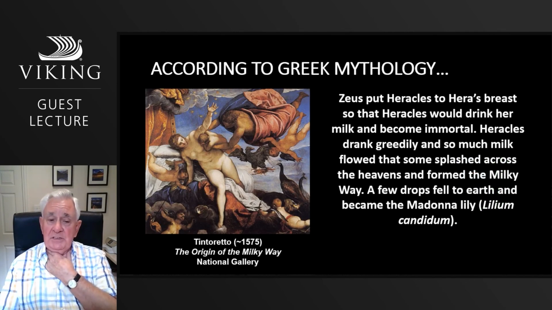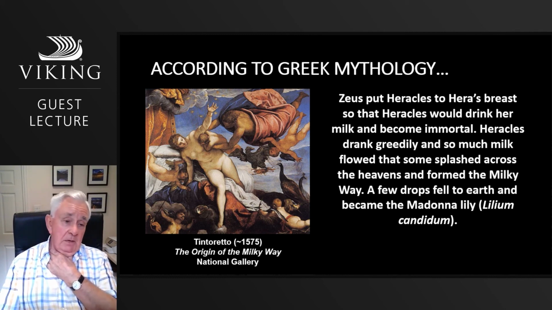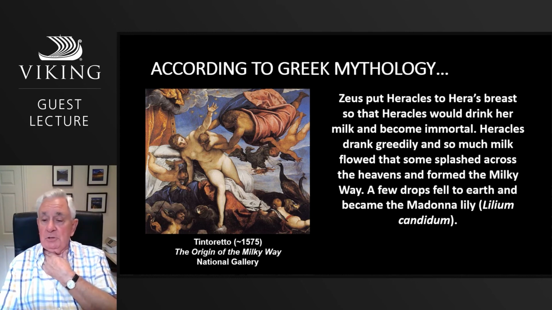But in Greek mythology, it has a different meaning. In the case of Greek mythology, Zeus put Heracles, his illegitimate son, to the breast of his wife. His wife had never accepted Heracles, but he put him to her breast in the hope that that would make her love their son. Heracles drank greedily from her breast, and with so much milk that some splashed across the heavens, formed the Milky Way, and where the drops fell on the earth, it became the Madonna lily. And I show there a picture of that from Tintoretto. By the way, you might not know Heracles, but you'll know him by the Roman name Hercules.